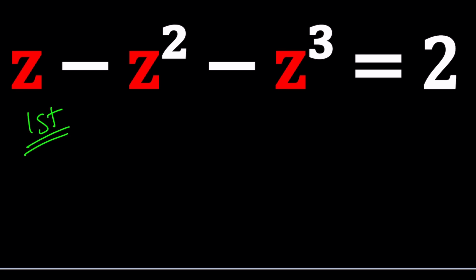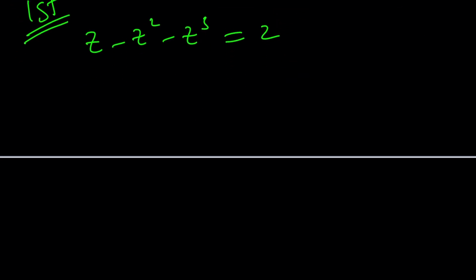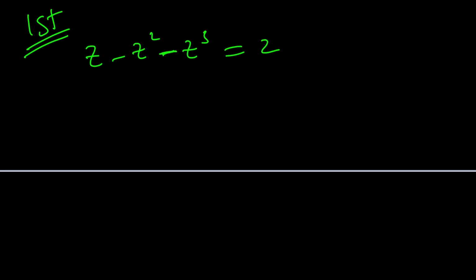So we have z minus z squared minus z cubed equals 2, and we're going to solve for z values. How do you solve for z in an equation like this? First of all, this looks like a cubic equation, doesn't it? So let's go ahead and put all the terms on the same side with z cubed having a positive coefficient. In other words, the leading coefficient is positive. So that will be the right-hand side. Let's do it. Z cubed plus z squared minus z plus 2 equals 0.